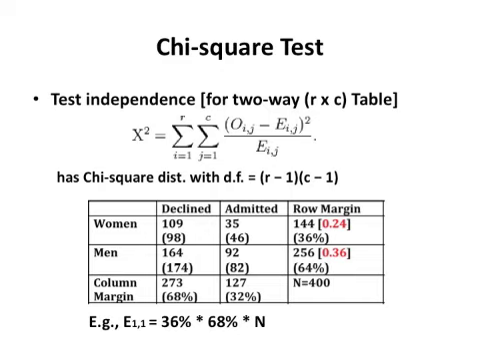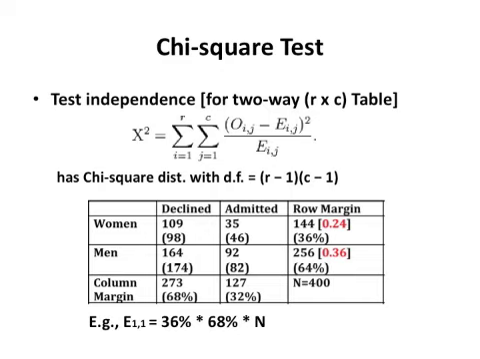formulated using these counts, like 109 in here, 35 in here. Those are the observed numbers of applicants who were declined and who are women, 35 who were admitted and who are women, things like that. Those are all the observed counts, minus the expected values, which are in the brackets. What are those calculated from? For example, 98 equals what? It equals 36% times 68% times the total number.